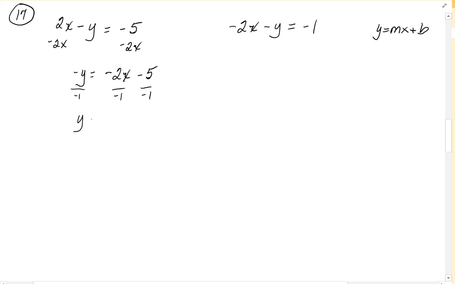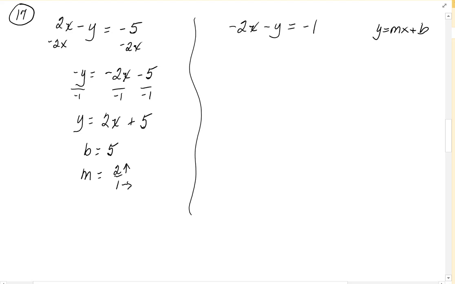That gives me positive y is equal to positive 2x plus 5. The b on the y-axis is 5. The m, which is the slope, how you move, is 2 over 1. It's 2. Put it over 1. You've got to have a denominator. That's up to right 1.